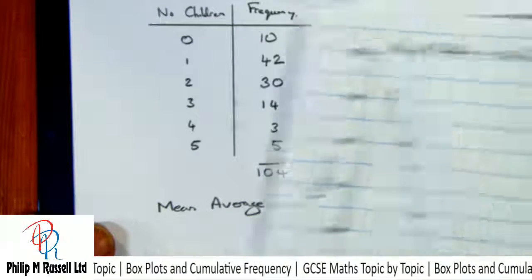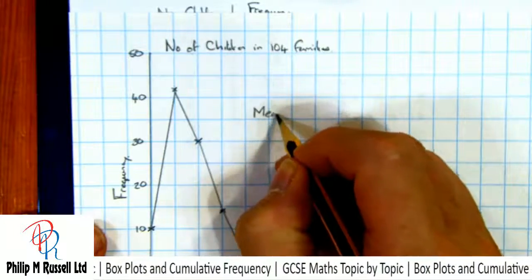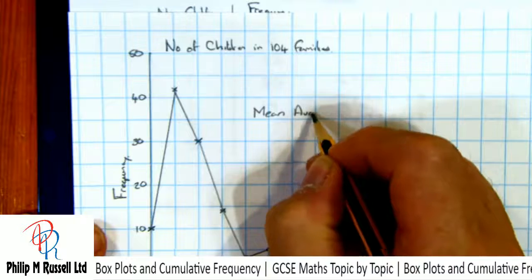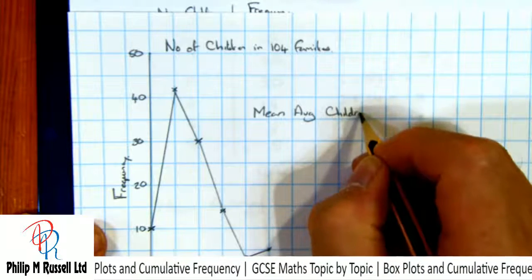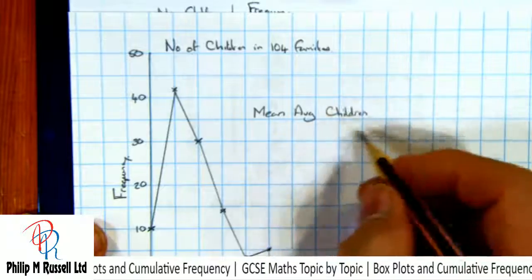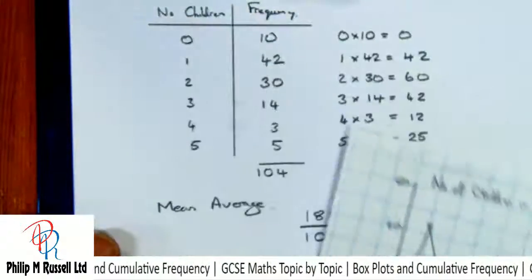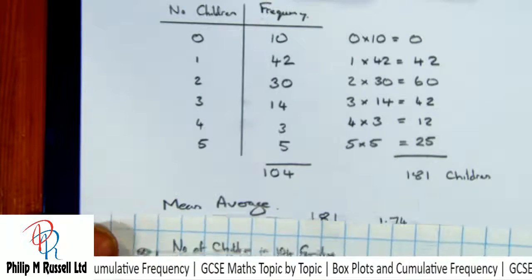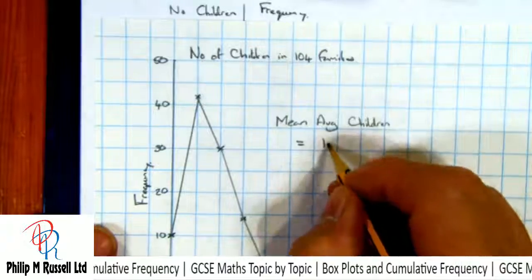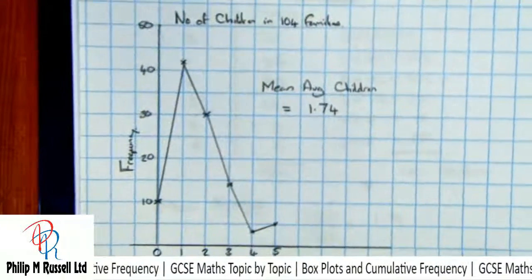And I can put on here some other things like my mean average number of children, in other words the average number of children per family, and that I worked out was 1.74. And there is my data.